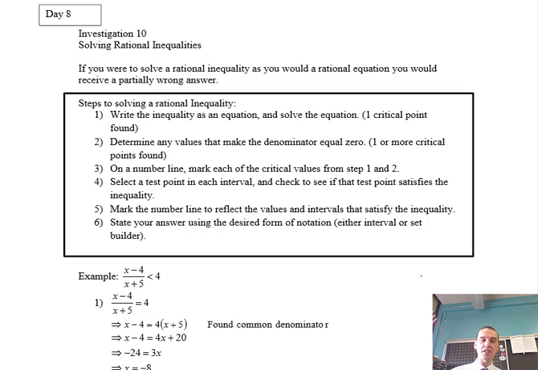We are on page 31 on day 8 and we're going to look at solving rational inequalities. The good news, you've already solved inequalities before. We did that with the radical ones. It's the same idea in the sense that you're going to be doing a number line and we're going to be writing it in interval notation.